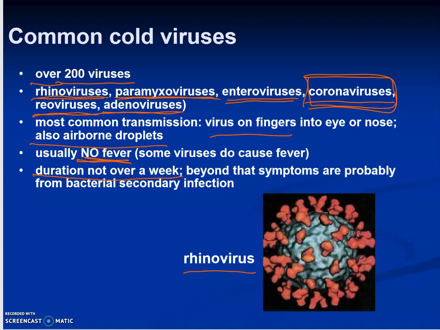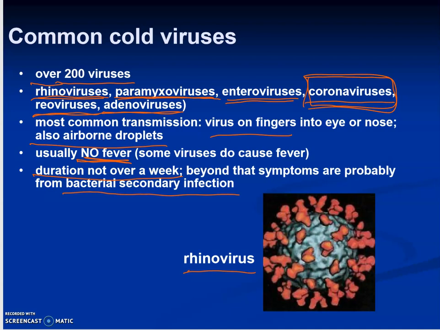A lot of times people end up with bacterial secondary infections. That would be a lot of times Pseudomonas, like green snot, or you have a productive cough or something like that. So these are secondary infections that are usually caused by bacteria.